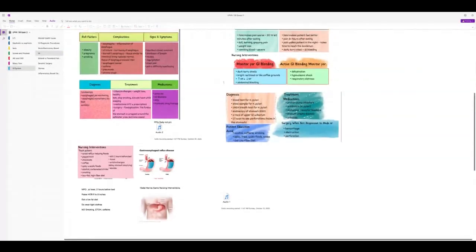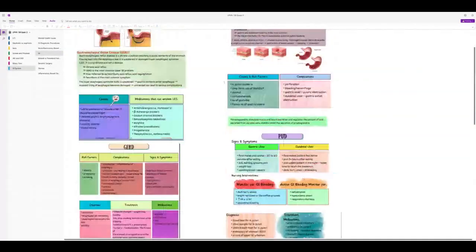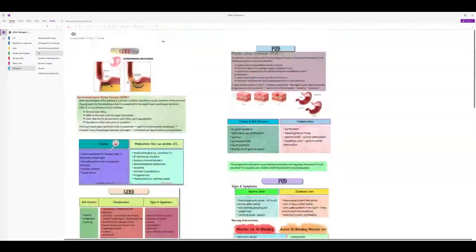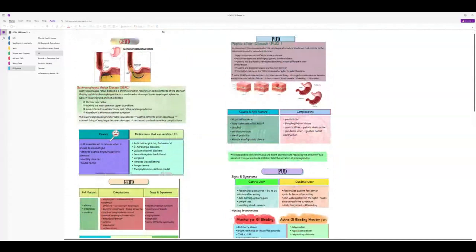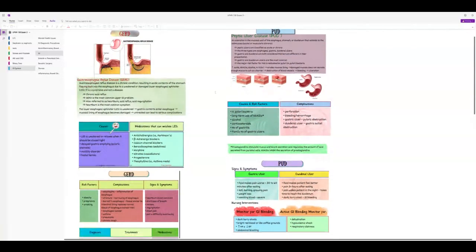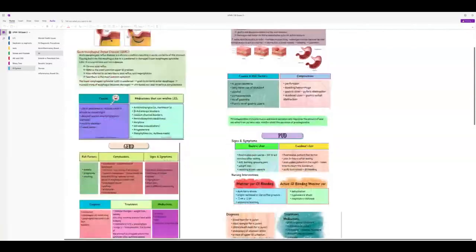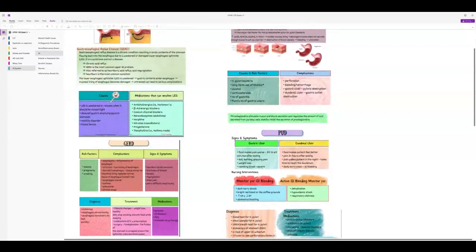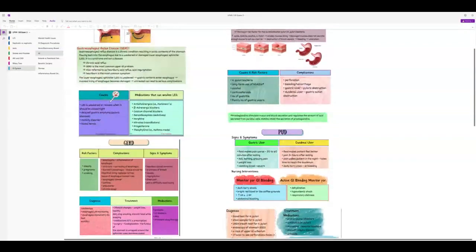Now, with peptic ulcer disease, this is caused also by H. pylori bacteria or long use of NSAIDs. And NSAIDs can irritate GERD as well. People that are on long-term corticosteroids, people with a history of gastritis or a family history of it. So what you worry about is bleeding and perforation with these two things.